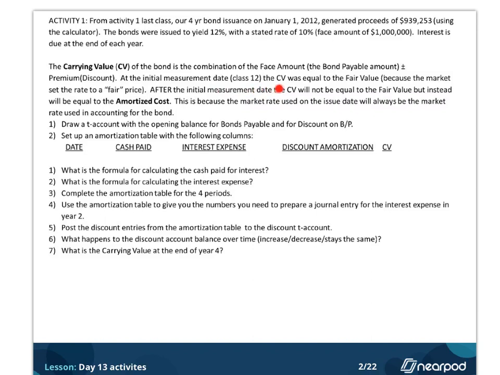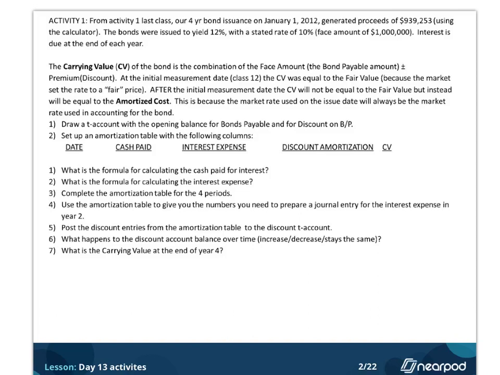At the initial measurement date, the carrying value was equal to the fair value because the market set the rate to a fair price. But after that initial measurement date, the carrying value will not be equal to fair value, but instead is going to be equal to what's called amortized cost. That's because the market rate used on the issue date will always be the market rate used in accounting for the bond. So it's not going to be fair value. To be at fair value, it would have to change in value relative to the changes in the rates, but they're not going to do that.